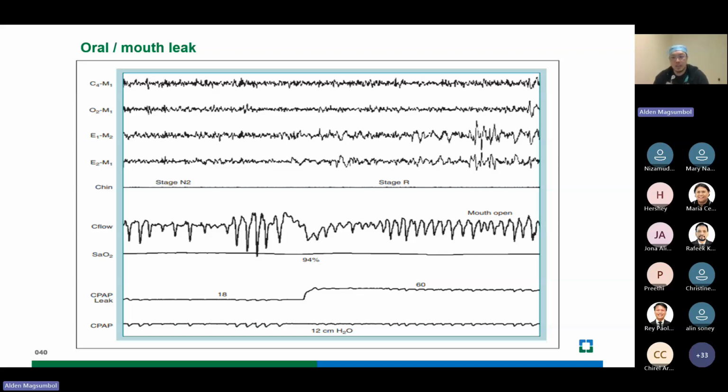So no need to necessarily intervene to fix unless mouth leak is rousing your patient or preventing that CPAP from maintaining that patent airway. If mouth leak is a problem, you might want to get in and try to get a chin strap for your patient.